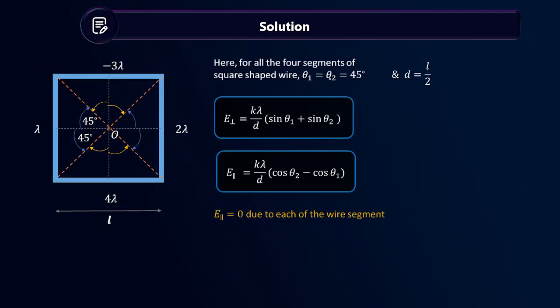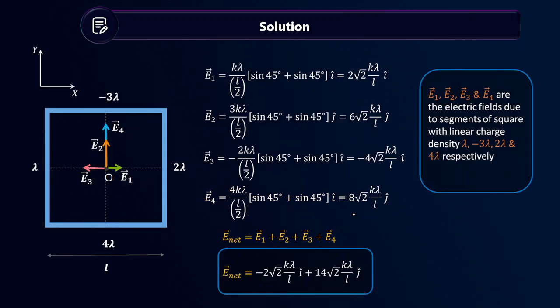So here all the four segments are having angle as theta 1 and theta 2, and D will be how much? L by 2. So can I say that E perpendicular will be equal to k lambda by D (sine theta 1 plus sine theta 2). Similarly, E parallel will be equal to k lambda by D (cos theta 2 minus cos theta 1). Since theta 1 and theta 2 are equal, E parallel will be how much? 0. Simple.